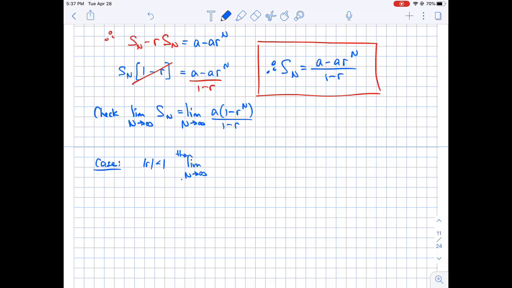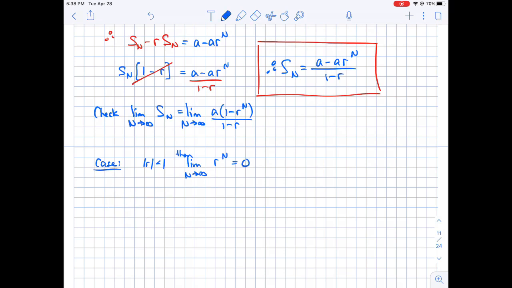So here, as capital N goes to infinity, what happens to r to the power of n if the absolute value of r is less than 1? Well, think about these terms. If the absolute value of r is less than 1, this limit is going to get smaller and smaller every time you multiply r by itself. If I have a value of r that's less than 1, something like 1/2, and I keep on multiplying it by itself, each time I do so, it just gets smaller and smaller and smaller.